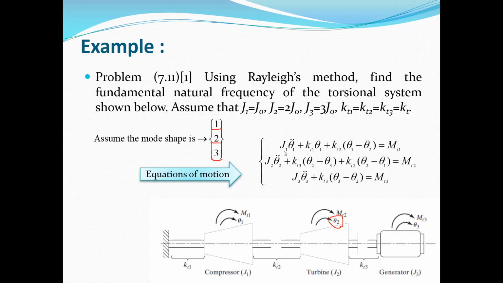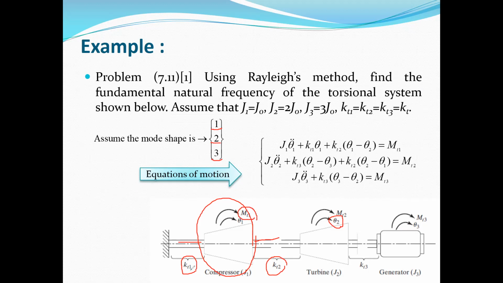Now the equation of motion can be extracted. You can obtain the equation of motion easily using any method. I mean, you can use the Lagrange equation, or you can use Newton's second law. If you use Newton's second law, you can draw the free body diagram for each system. Here we have one mass moment of inertia. We have one moment due to this spring KT2, and also one due to this spring KT1. We have an external moment MT1.